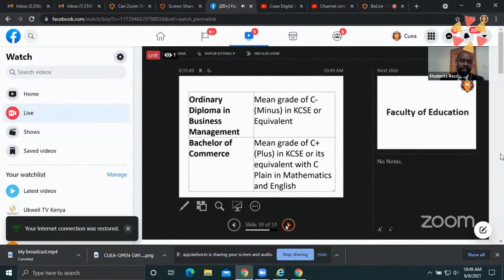Then we also have a Bachelor of Commerce. And Bachelor of Commerce, we have various specializations. We have management, we have accounting, we have finance, we have human resources, we have e-commerce. And in this, we require you to have a C+ grade in KCSE or its equivalent with C plain in mathematics and in English. For those who are doing IGCSE, those who have done GCE, you're supposed to have two principal passes and one subsidiary.